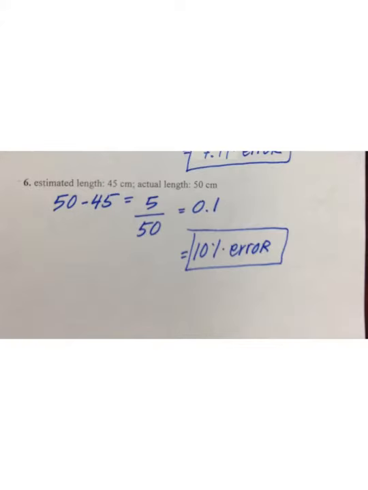All right, so first I needed to find the amount of error by subtracting 50 minus 45, and I got 5. Then I'm going to put that over the actual value or the accepted value, which is 50. That's why I put it over 50, because that's the answer. And so I got 0.1, then to change that to a percent, we go to the right, add a 0 and a percent sign, so that's a 10% error.